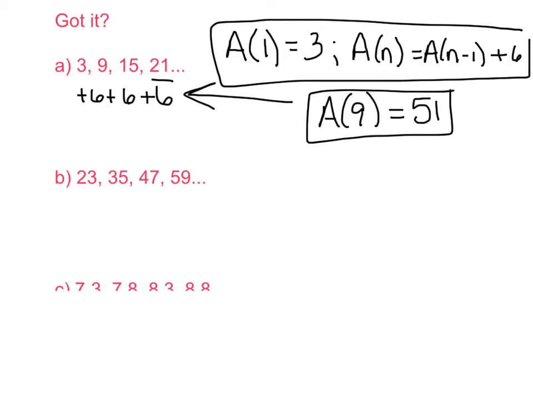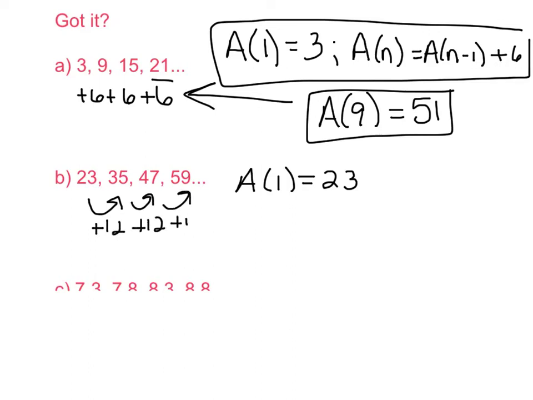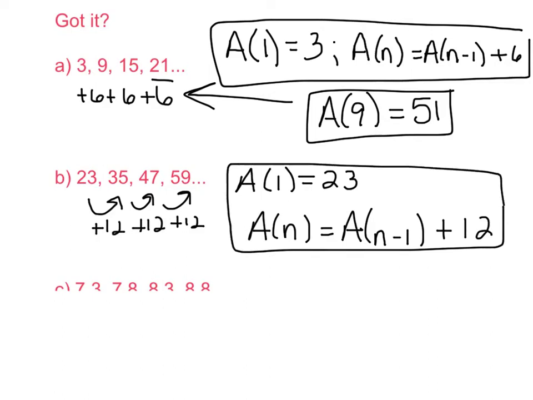So let's try b. Start with our first term. Our first term is 23. So now we need to see what's happening. Here we add 12. We add 12. We add 12. So we know our common difference is 12. So we're going to write a of n equals a of the term before it, n minus 1, plus our common difference, which is 12. So there's our answer. And we need to find the 9th term. So if you follow your pattern, the 9th term is going to be 119.